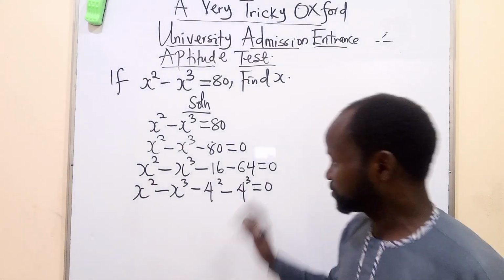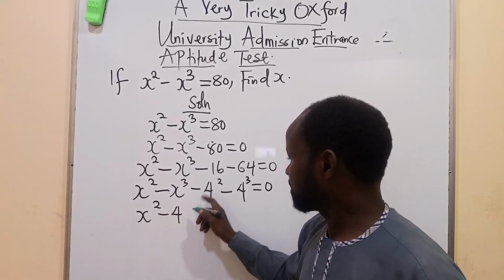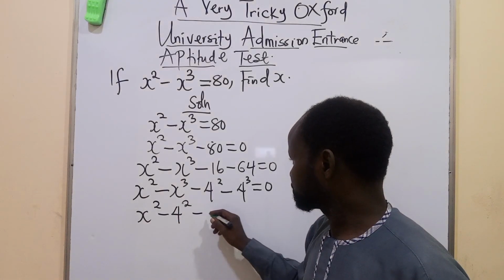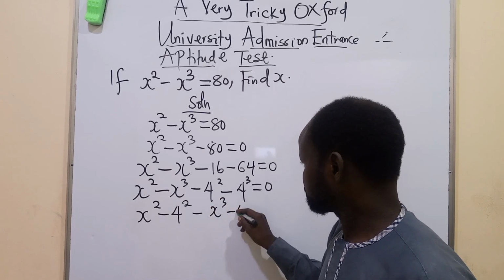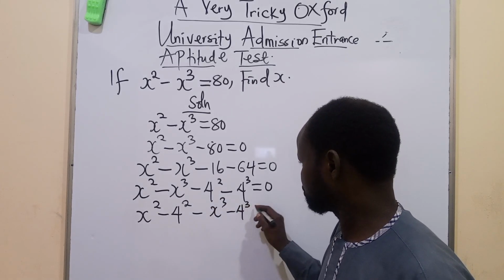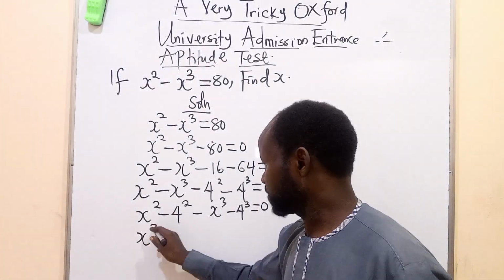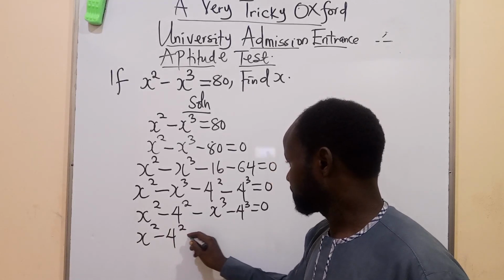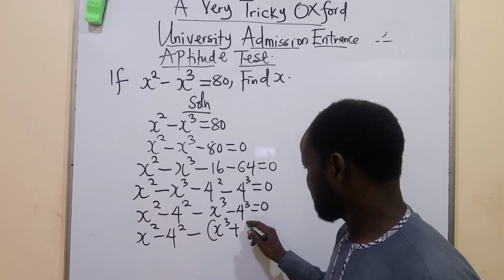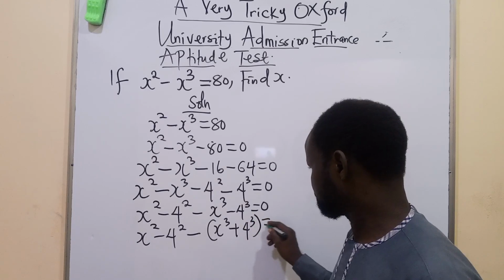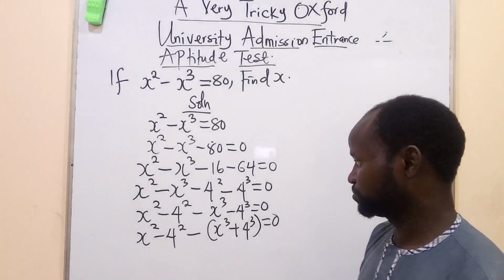Okay, the next thing to do is to rearrange. I have x squared now. This will be minus 4 squared, then minus x cubed minus 4 cubed is equal to 0. I can write this as x squared minus 4 squared minus, in bracket, x cubed plus 4 cubed, which is equal to 0. If you clear the bracket, we'll still get x cubed minus 4 cubed.